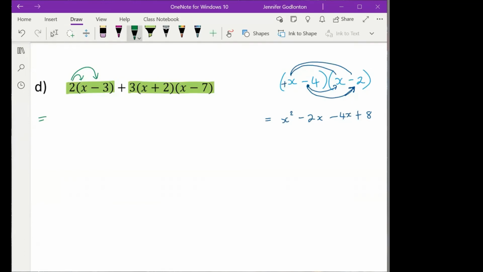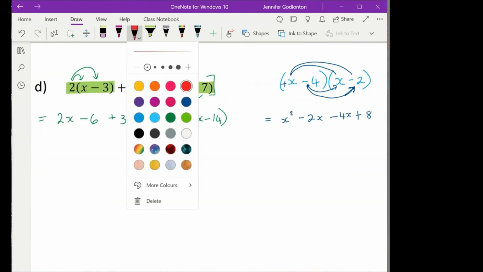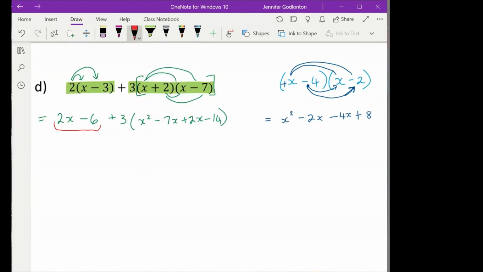Okay, on the first term, we're going to say 2 times x, which is 2x, and 2 times -3, which is -6. And then on the right, we're going to say +3, and we're going to put this in a big bracket. And we're going to do our binomial times our binomial. So we're going to have x squared minus 7x plus 2x minus 14. If you got to this point in the green, give yourself a tick for getting those two right, and a tick for getting everything in that bracket correct.